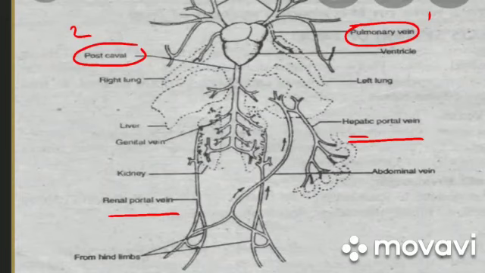Students, you can also see the hepatic portal vein which collects the deoxygenated blood from digestive system, and renal portal vein which collects the deoxygenated blood from kidney. And abdominal vein is also there, which collects the deoxygenated blood from abdominal region. Students, the functioning of these veins will be discussed in our next topic, the portal system.